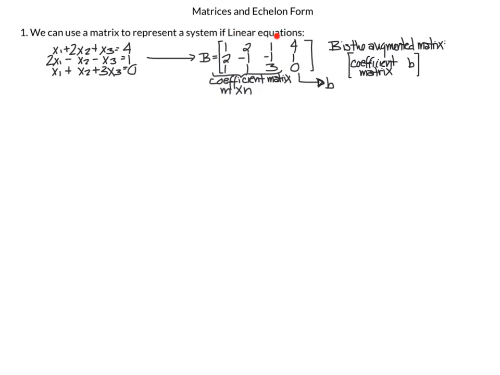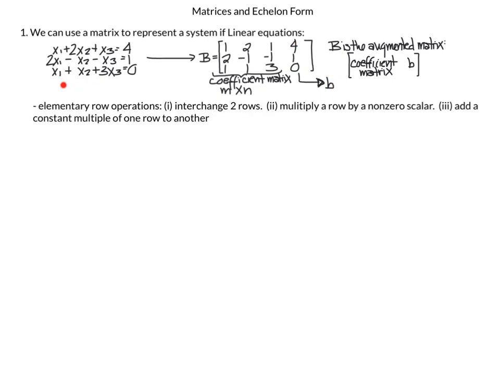So here is the coefficient matrix, and then we put the vector b, the 4, 1, and 0 over here, and with that we get what we call the augmented matrix. The augmented matrix consists of the coefficient matrix plus the solution vector 4, 1, 0 over here, which we will designate with B.